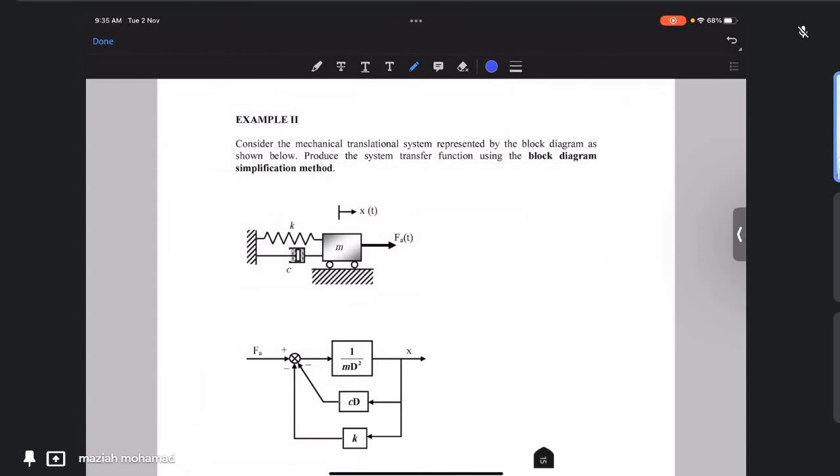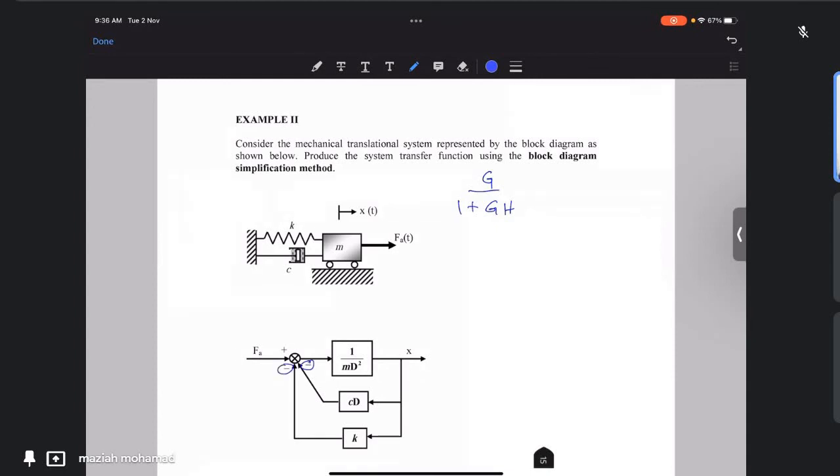All right. Since in this example there is no other obstacle, no summation point, no pick-off point that we need to block or move, we can just use rule number 5, which is the feedback parallel equation. We know that the equation is G over 1 plus GH, plus because the sign here is minus.